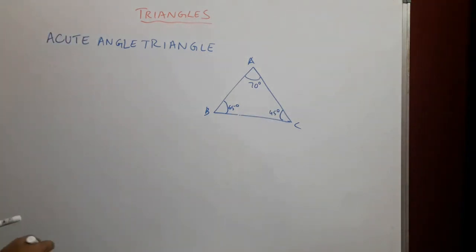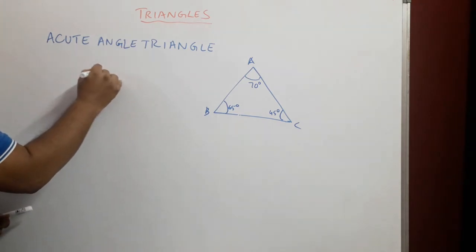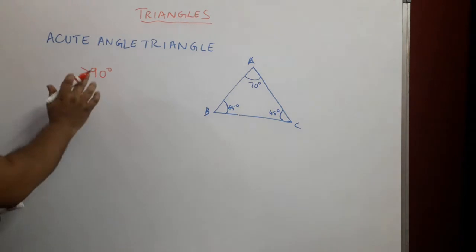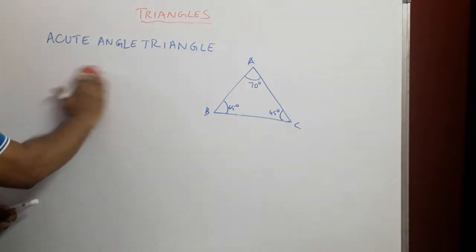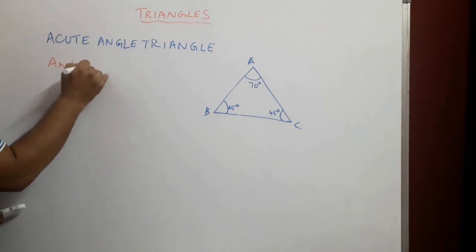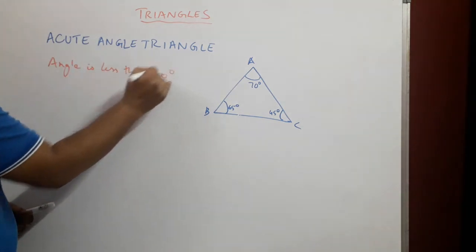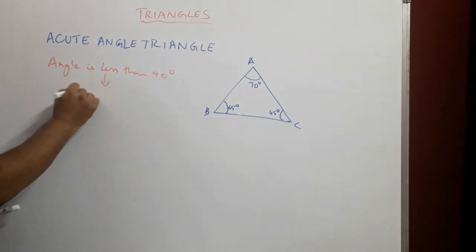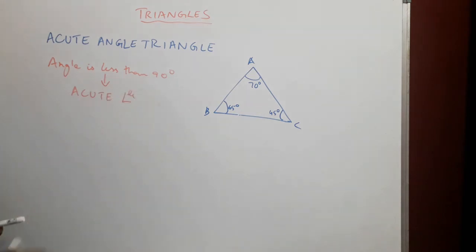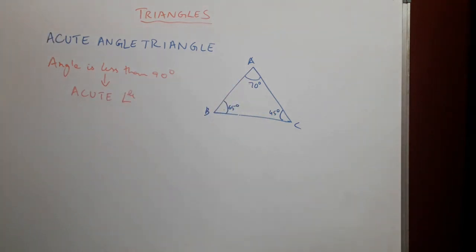What is an acute angle? Any angle that is less than 90 degrees is called an acute angle. So notice all three angles are acute angles.